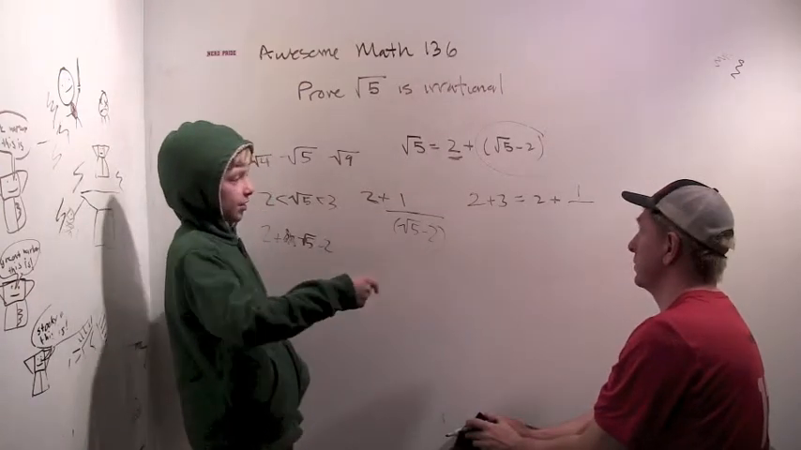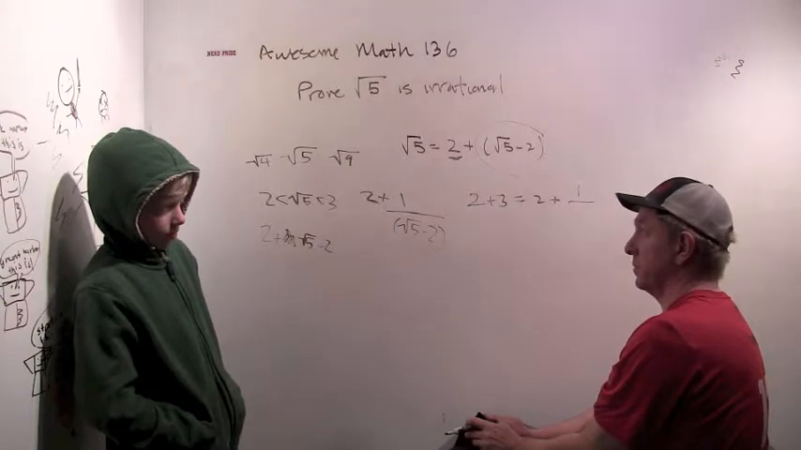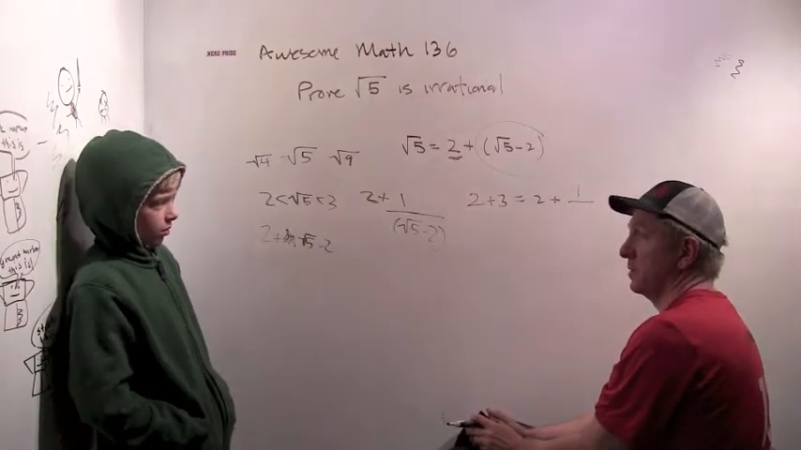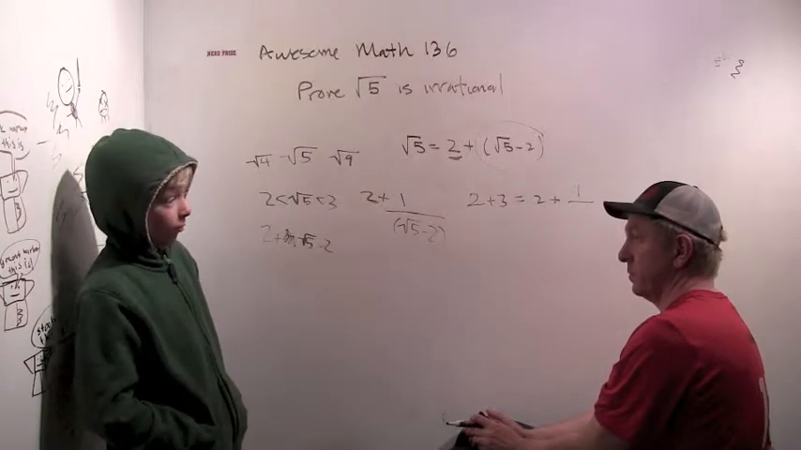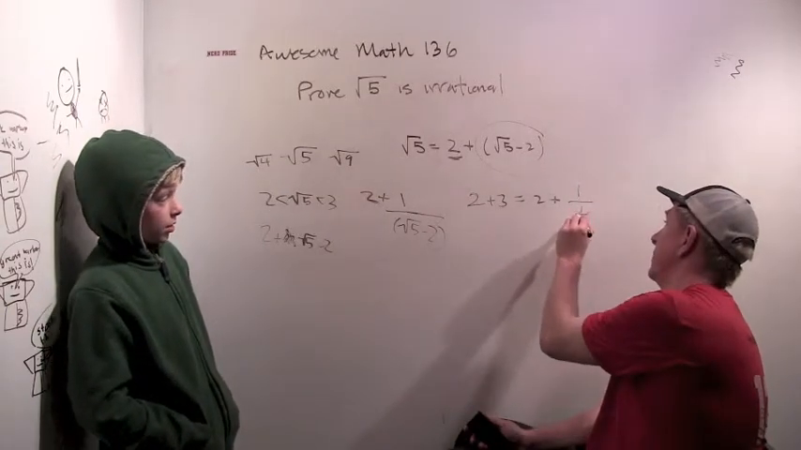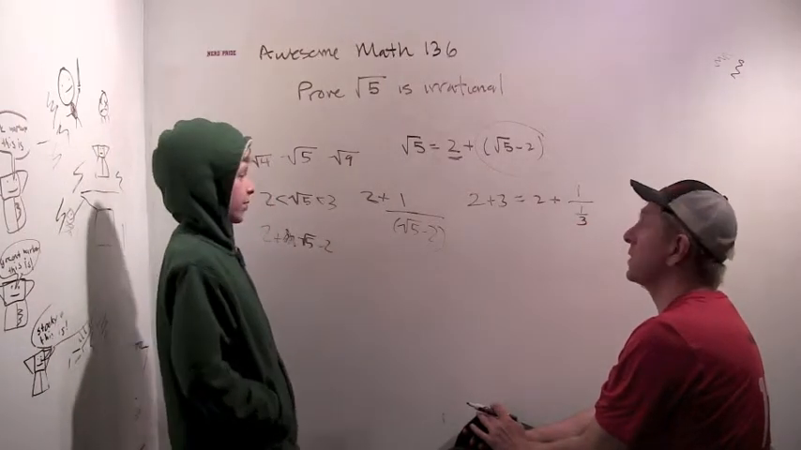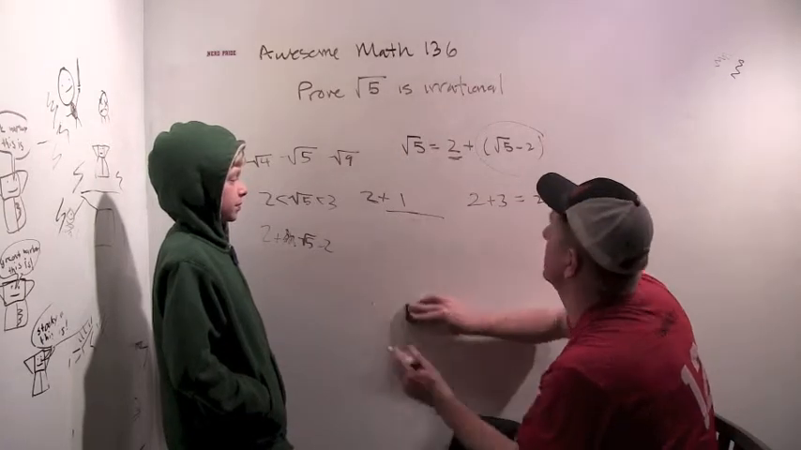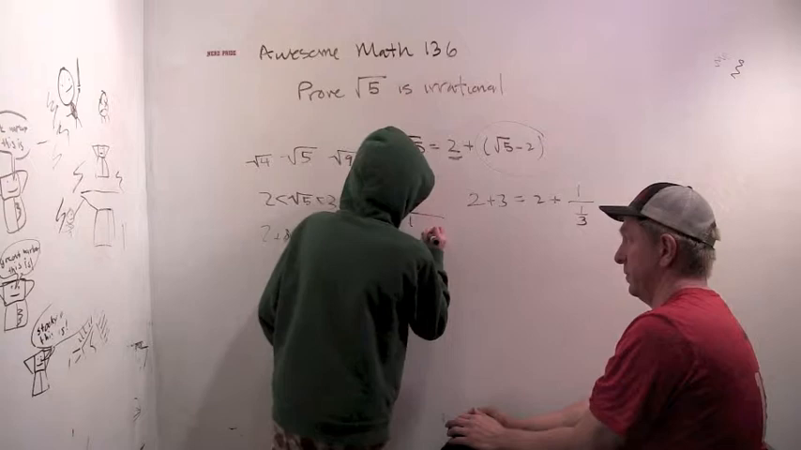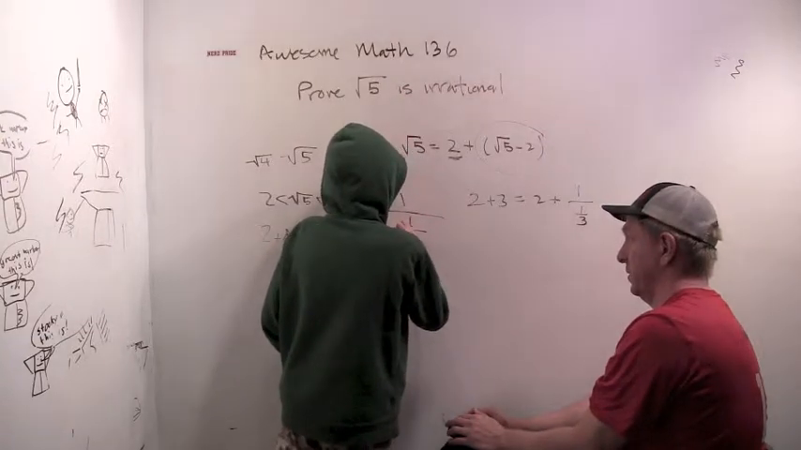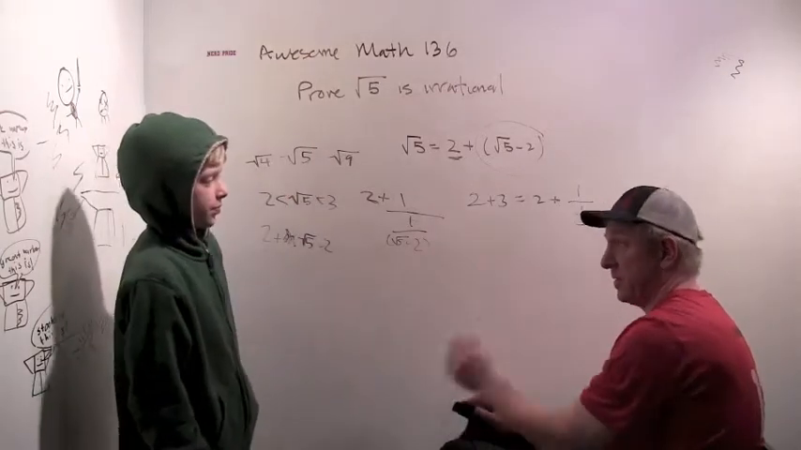2 plus 3 is 5. So it's 2 plus 1 over something. Well, wouldn't it be 1 over 1/3? So we get 2 plus 1 over 1 over square root of 5 minus 2. Very good. So why don't you write that? 2 plus 1 over 1 over square root of 5 minus 2. There we go. Now those things are equal.